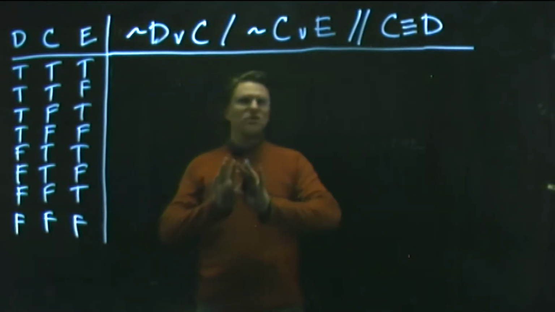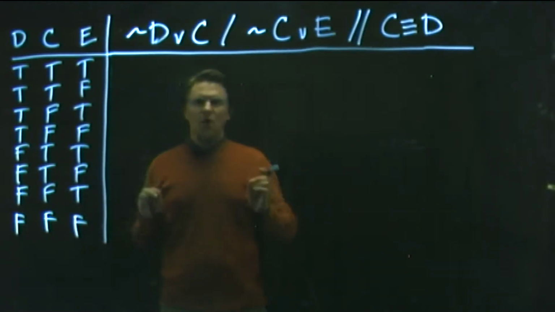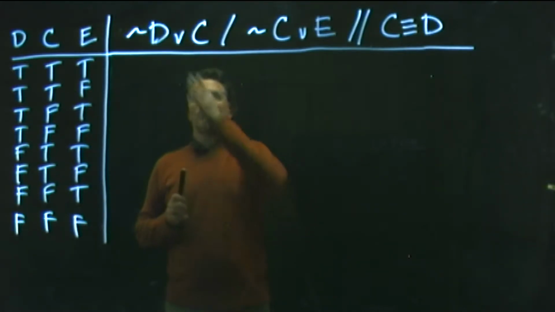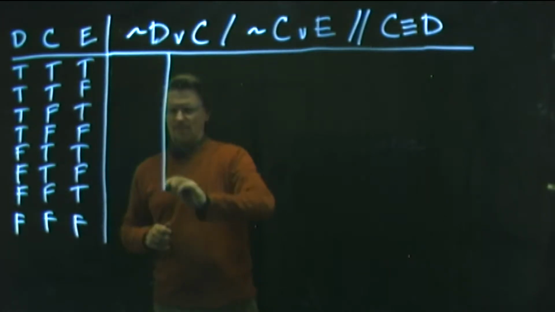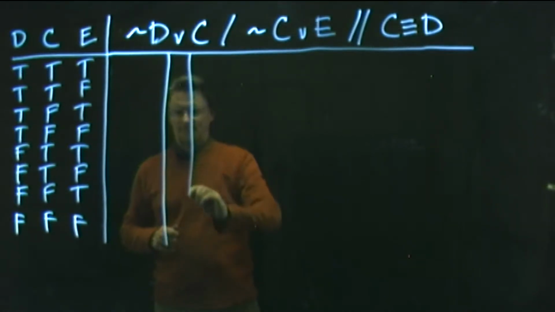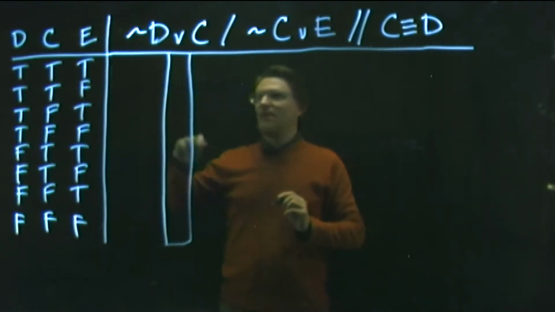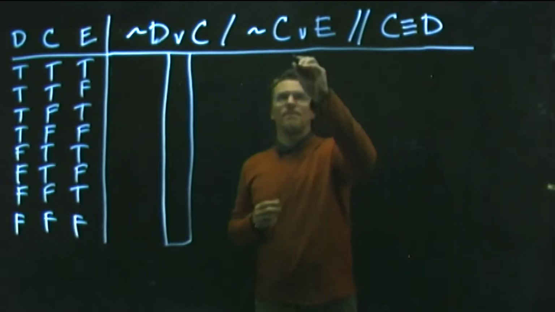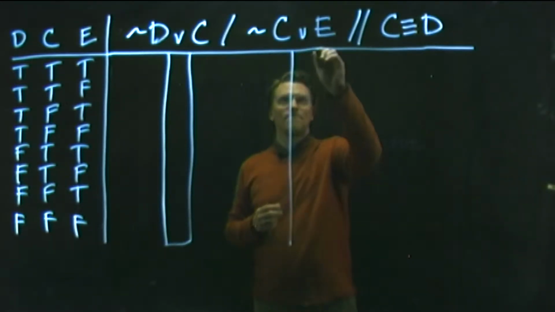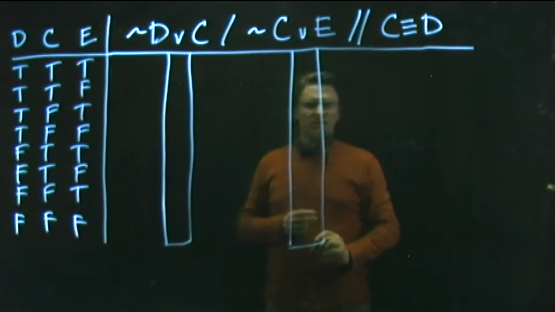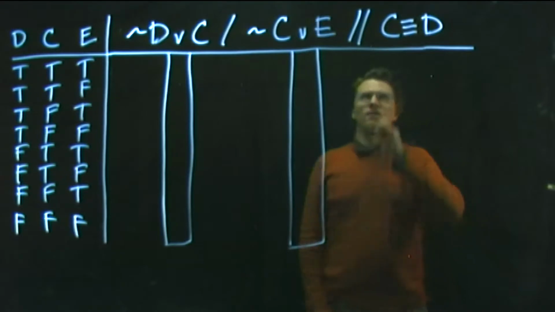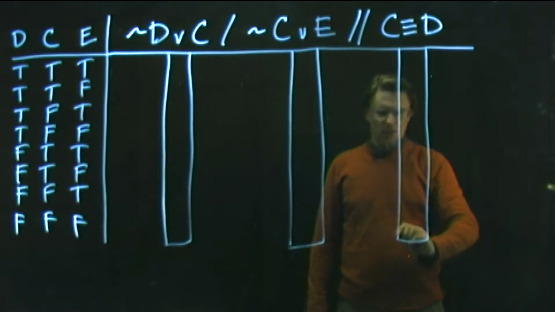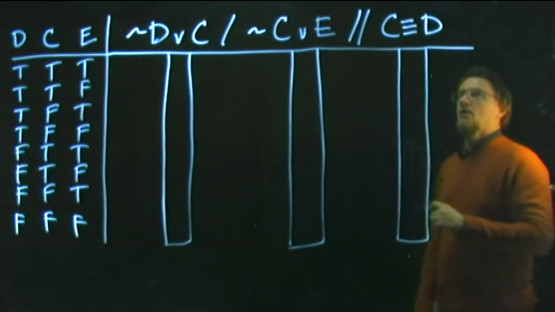The first step, before you get going anywhere, is you always want to make sure you identify the main operator columns for each of these statements. So the wedge would be the main operator here for the first claim, right? The tilde only applies to the D. There are no parentheses there. Same thing in our second premise, the wedge is the main operator. And then, of course, finally here, the triple bar is the main operator for our conclusion.